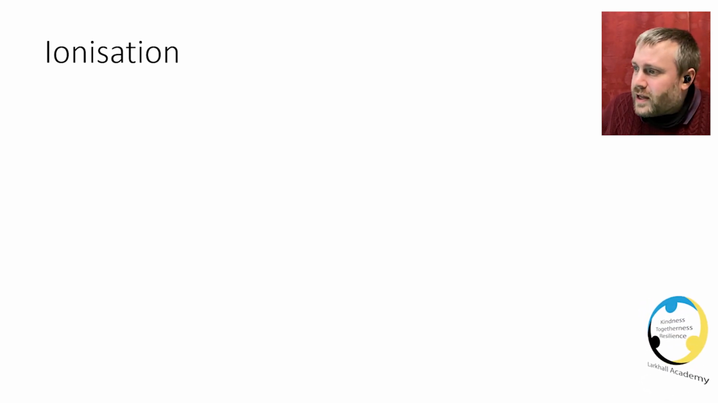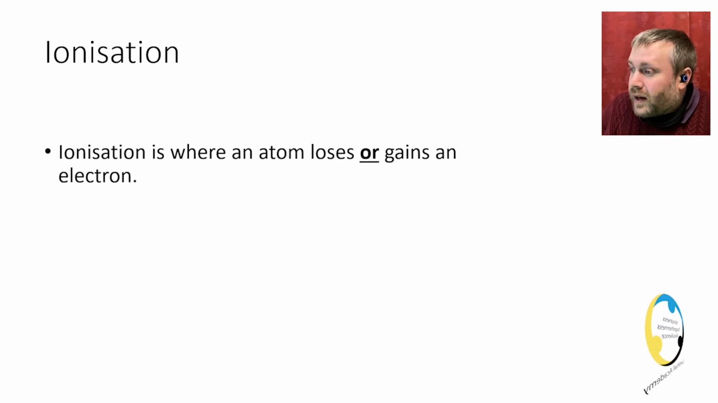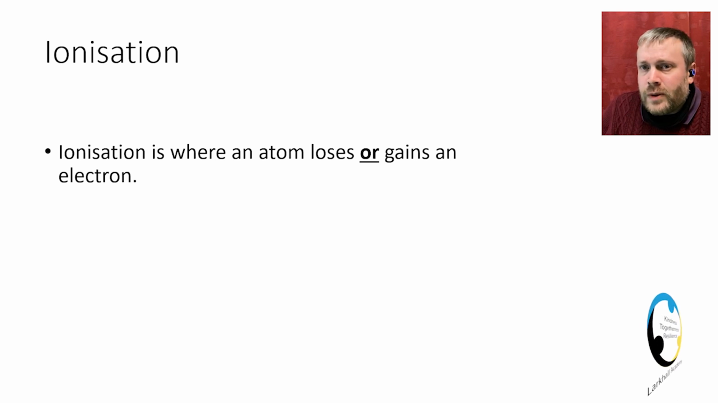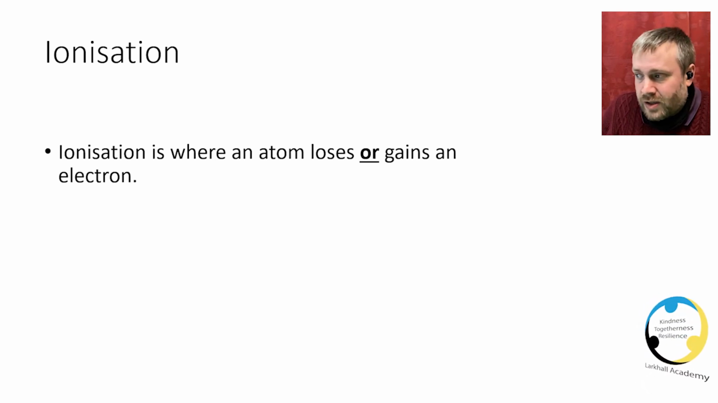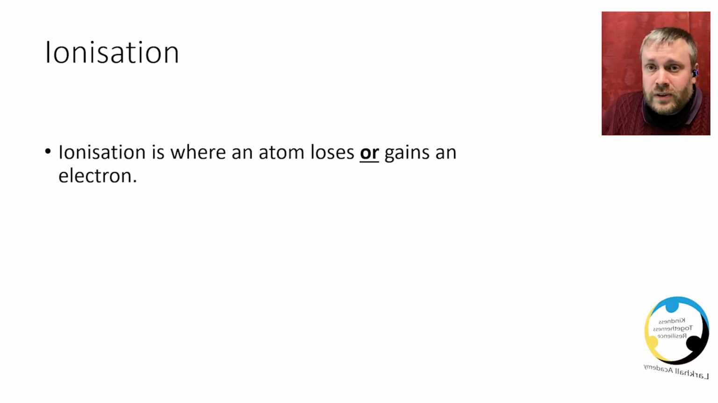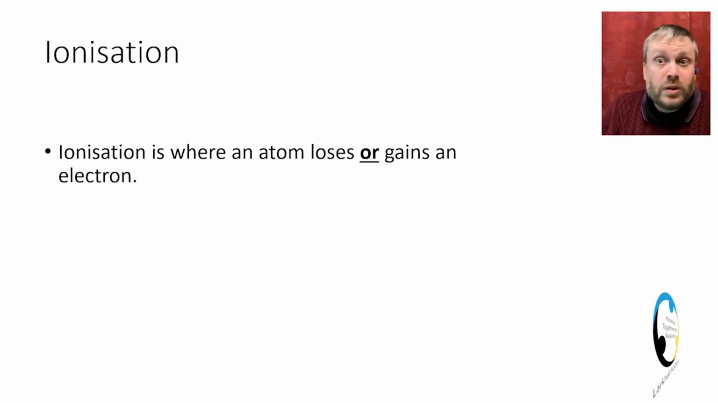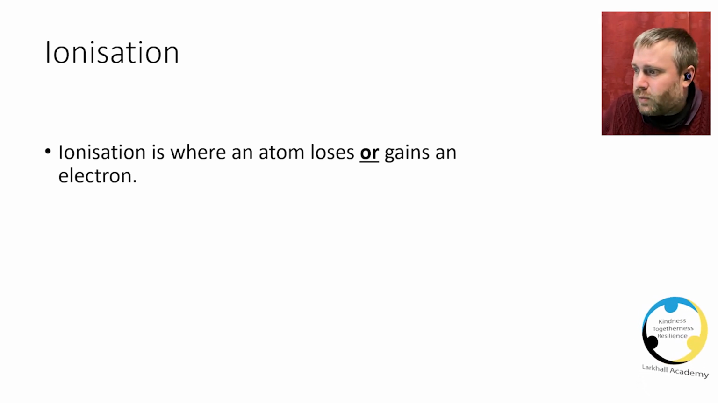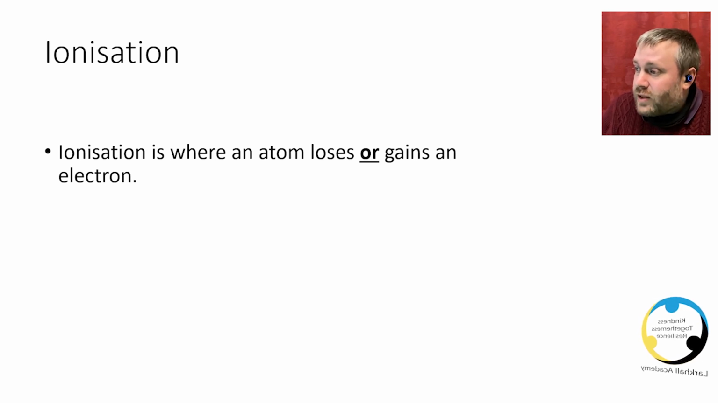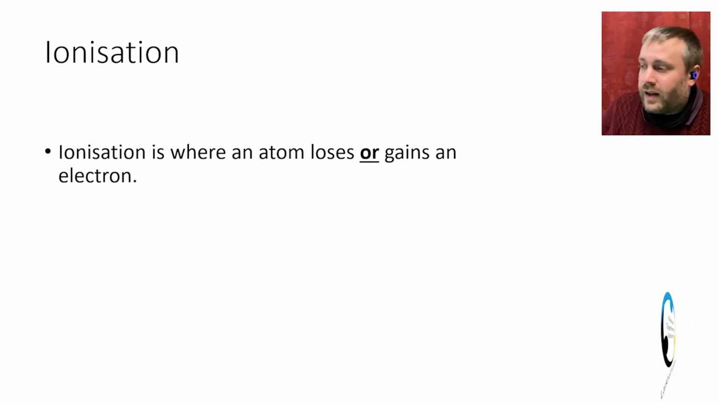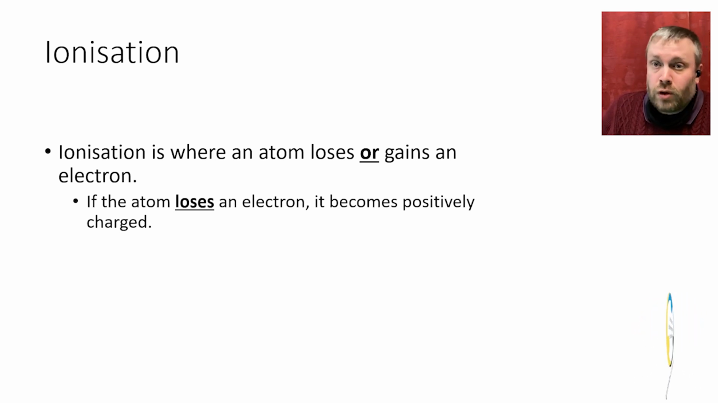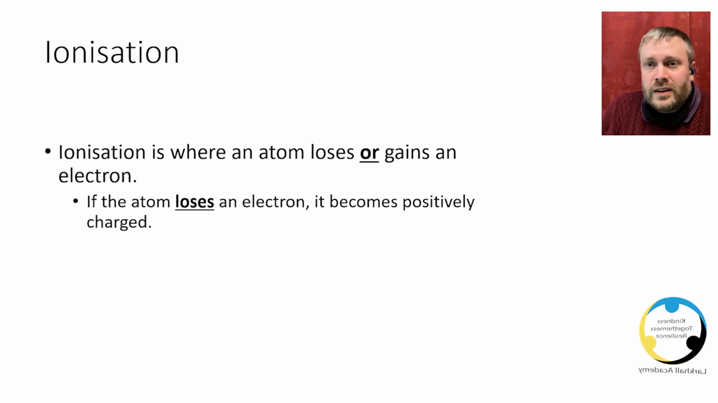So ionisation is basically just where an atom loses or gains an electron. Those of you that do chemistry may have come across this already, which is great. Just listen in, I'm going to tell you exactly what you need to know about ionisation in terms of physics. If an atom loses an electron, it's going to have one less electron than it had to start with.